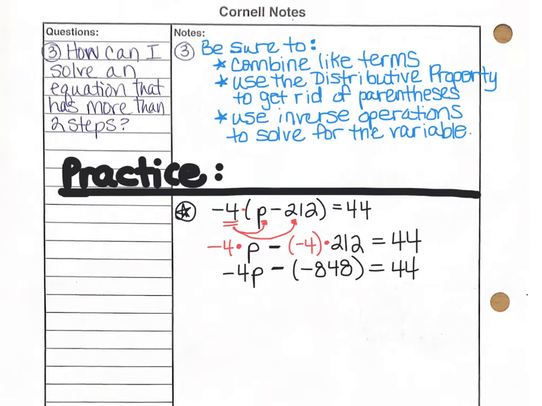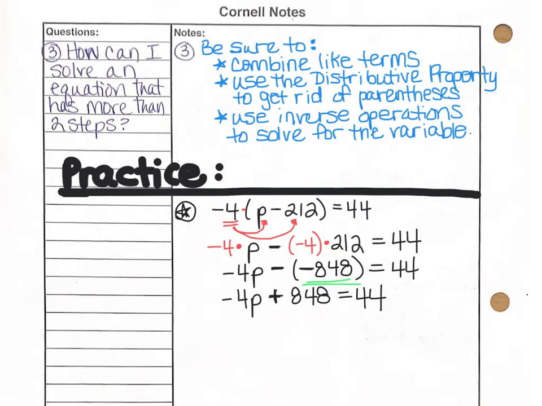Now, before we go on and do the actual equation solving, we need to clean this up a little bit. The -4p is going to stay where it is. But remember, subtraction is the same as adding the opposite. But the opposite this time of a -848 would be a positive 848. So when I change subtraction of a negative number, I actually end up adding it when it's positive. Now this is the equation that we're going to solve.